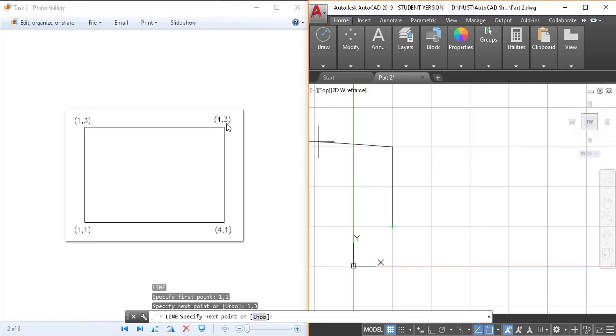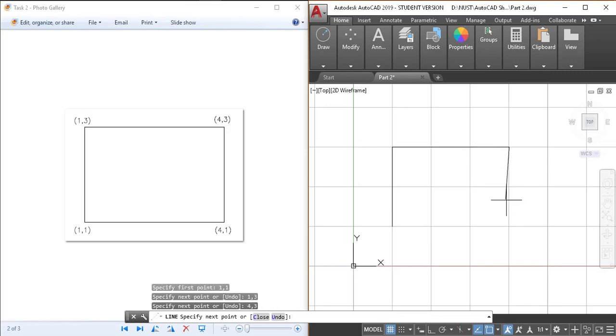So now we have to go to this point. We have to compare the x and y coordinates. The x coordinate is changed from 1 to 4. It means there is a movement of 3 units in the x-axis, whereas there is no movement in the y-axis because the y coordinate is the same, which is 3. So now we have to give the coordinate of this third point as 4, 3.